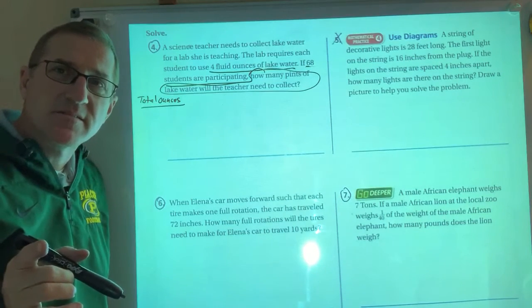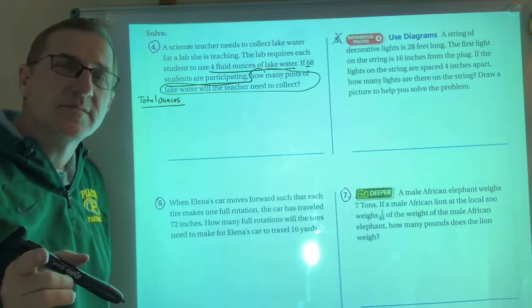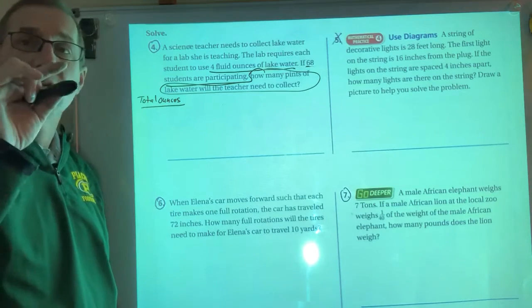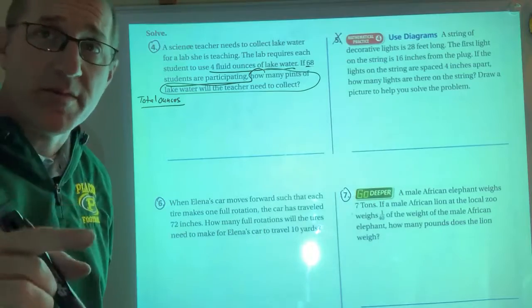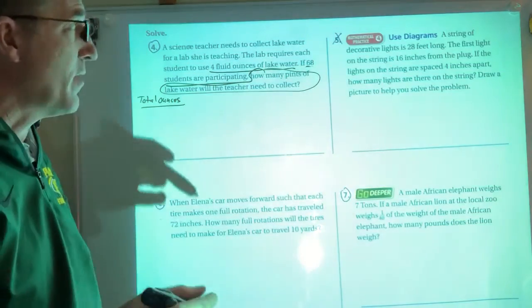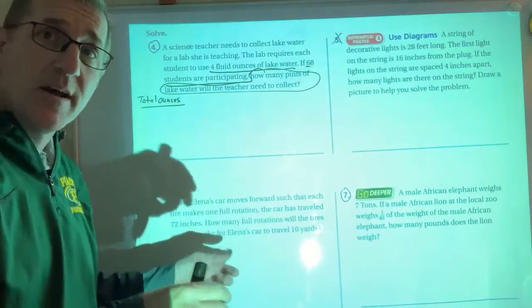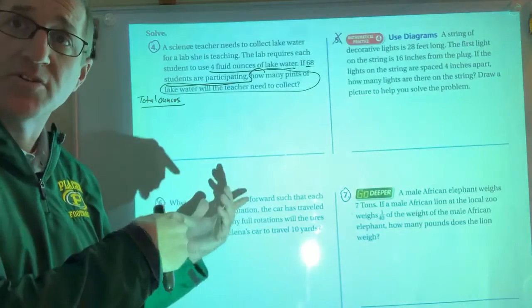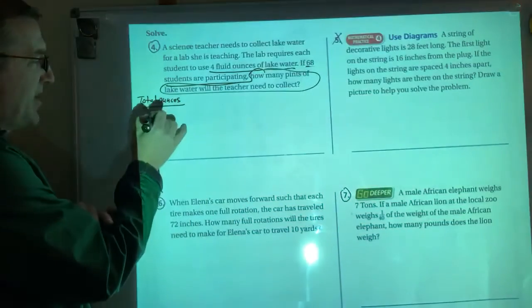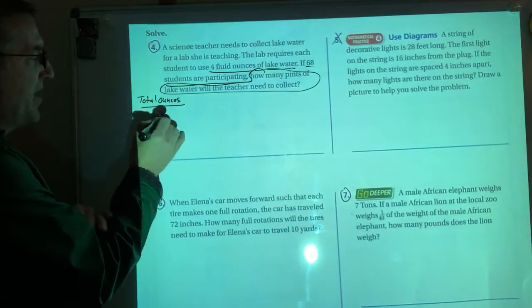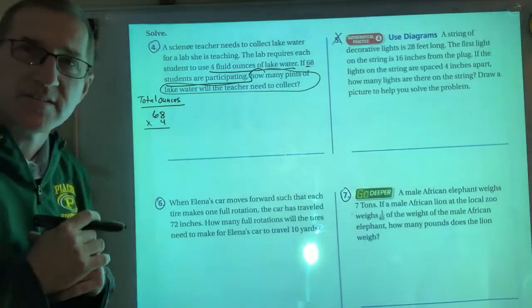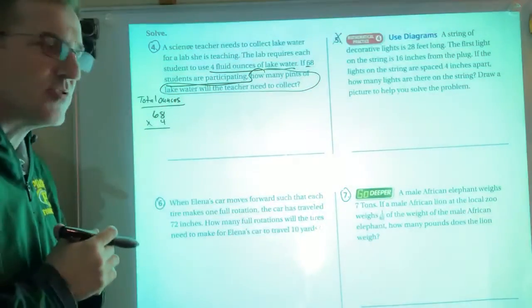Pause. Think about it. You're back. Okay, so how many of you came up with, I'm going to multiply? I'm going to multiply, right? I've got 68 students. They're all lined up, and they've each got their little cup, right? And then they're going to do this. So I'm going to take my 68 students, and each of them needs 4 ounces. I'm going to repeatedly add here, so that's multiplication.